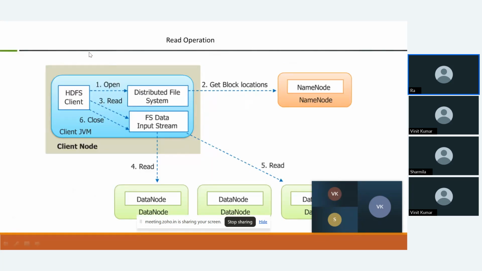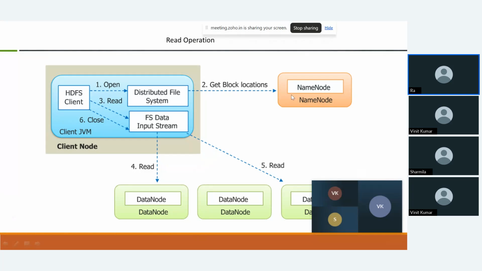So now this is how my read and write operations take place. As I told you, when I have to read the data, how am I going to read it? My file is already there, let's say on HDFS. So when I'm asking to read the data, I'll go to the name node and say, okay, I just want to read this file.